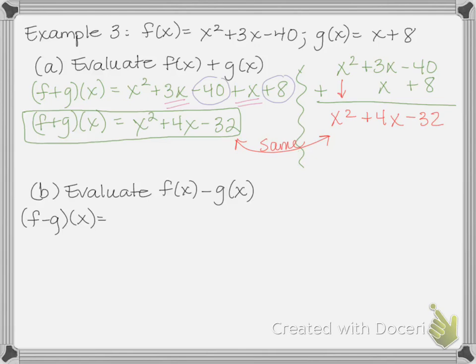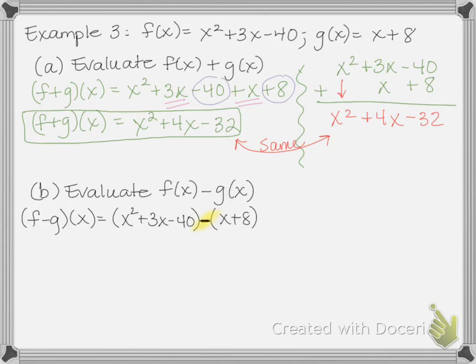F of x is what? X squared plus 3x minus 40 minus, and my g of x is x plus 8. So I put parentheses around it to keep them grouped together, okay? But there's something about this minus that I really need you guys to please focus on. So that's why I'm highlighting this again, okay?